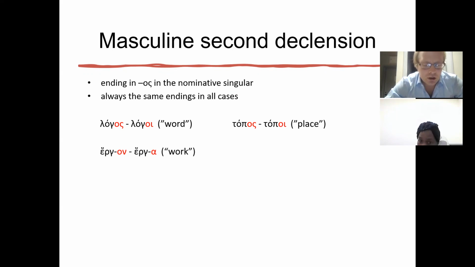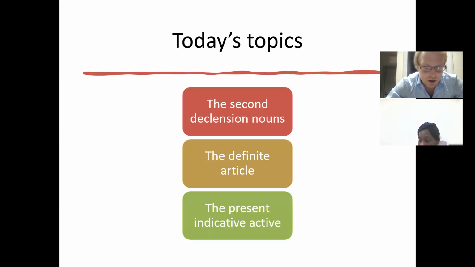Moreover, we are today also going to acquaint ourselves with the definite article, which is the Greek equivalent to the English "the", or the German der, die, das. In all actuality, the Greek definite articles behave very much like the German ones as well. Finally, we are also going to make our first cut into the Greek verbal system. Specifically, we are going to look at the present indicative active forms of verbs.